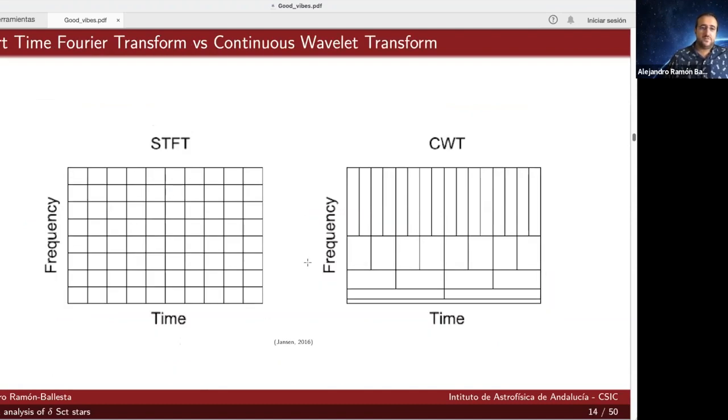To compare the wavelet transform with other more known techniques, for example, the short time Fourier transform, we can see that the window that the wavelet transform uses is kind of dynamic, so it adapts itself to the frequencies. Higher frequencies need smaller windows in terms of time, and lower frequencies need a longer window. And this is done automatically by the method. In the short time Fourier transform, we fix the window before doing the analysis. So this could be an advantage of the wavelet transform over the more classical approach.